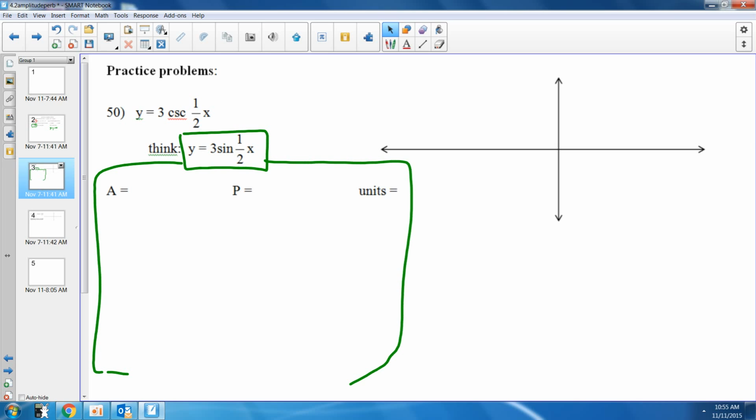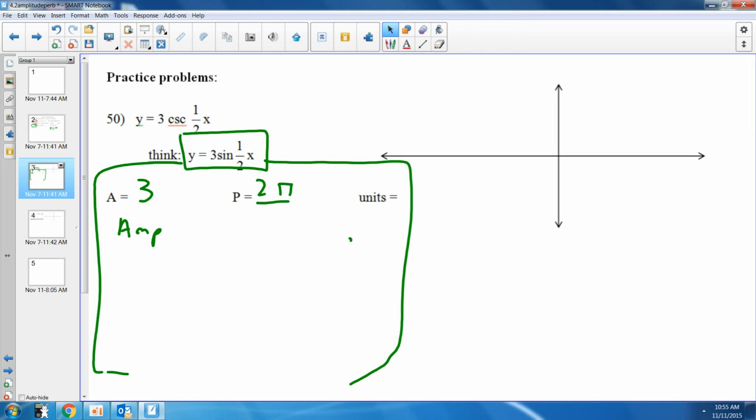Amplitude is going to equal absolute value of 3, which is 3. Period is going to be 2 pi divided by 1/2, which is my b, and that ends up being 4 pi. Units, I take my period and divide by 4, and that's going to end up as pi.